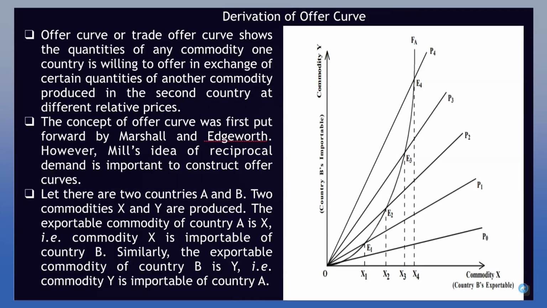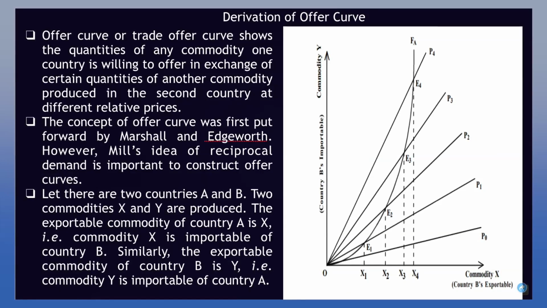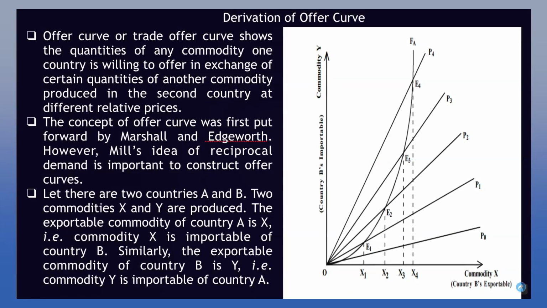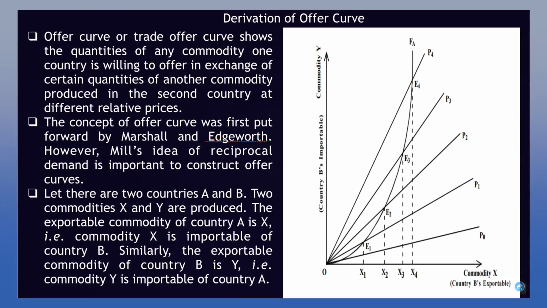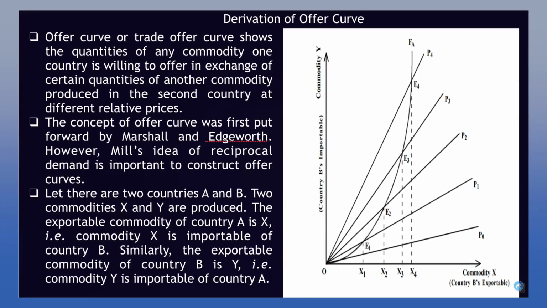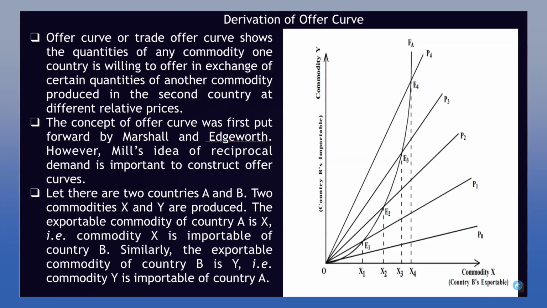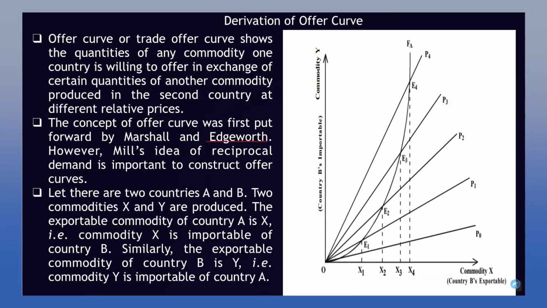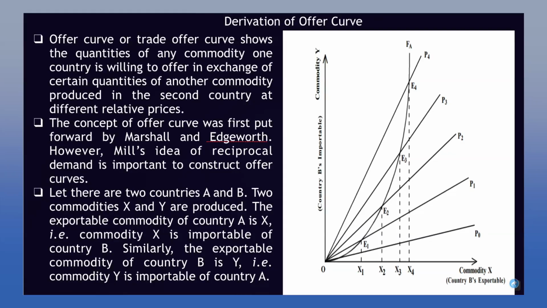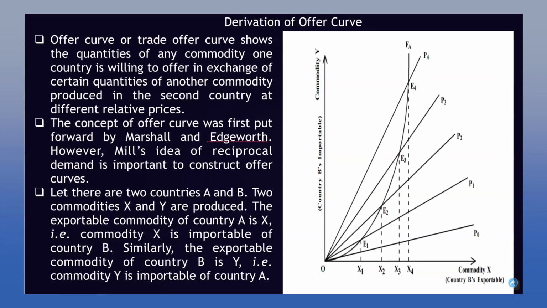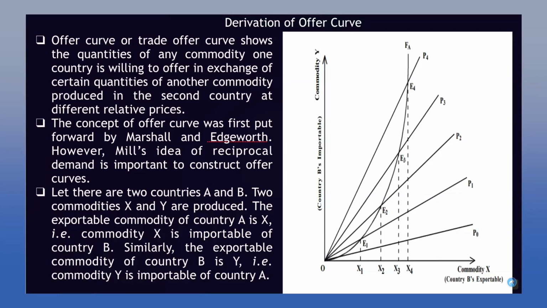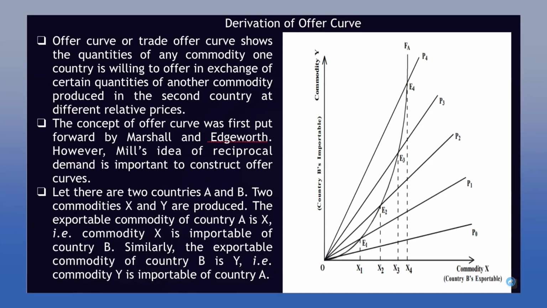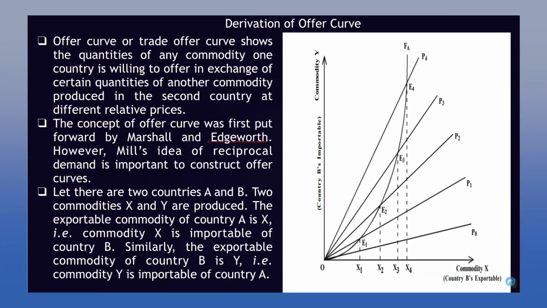So let us take the example of a diagram. Let there be two countries A and B, and two commodities X and Y, which are produced. The exportable commodity of country A is X, that is, commodity X is the importable of country B. And similarly, the exportable commodity of country B is Y, that is, commodity Y is the importable of country A. Let us now assume that the price of commodity X increases relative to the price of Y under constant cost condition. In this context, let us derive the offer curve of country A using the following diagram.